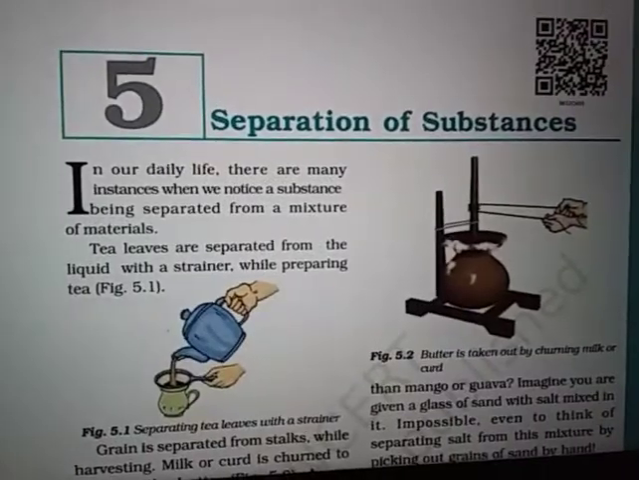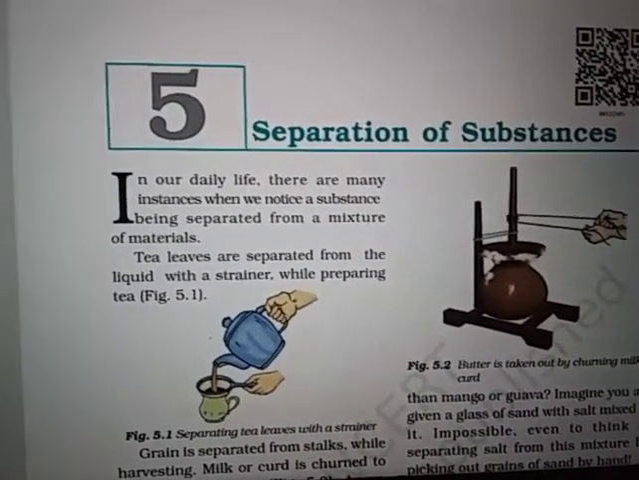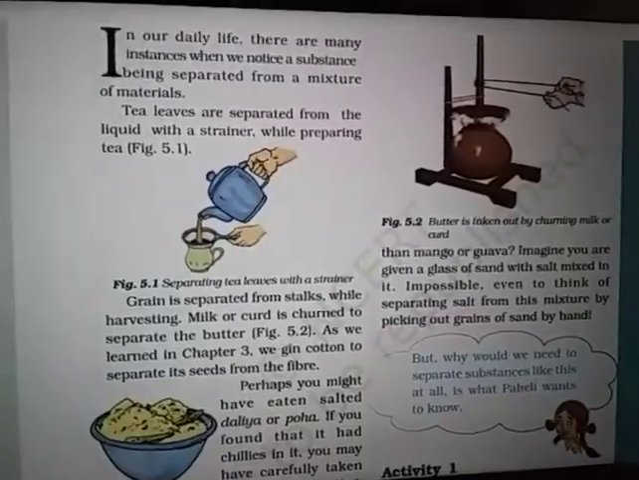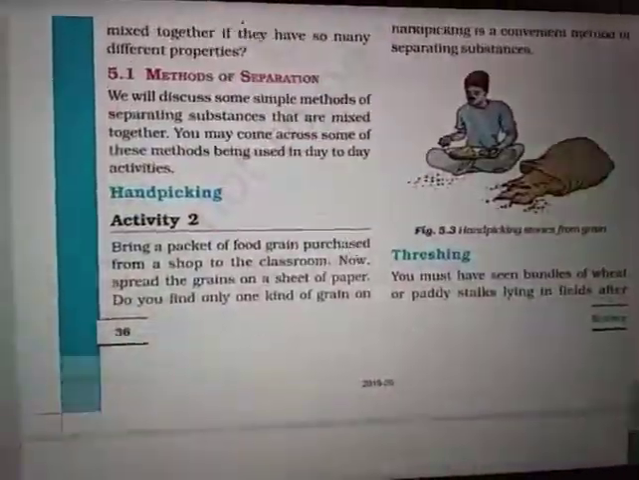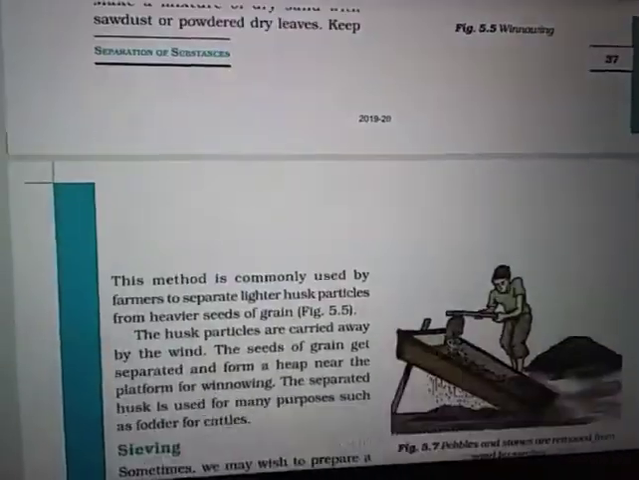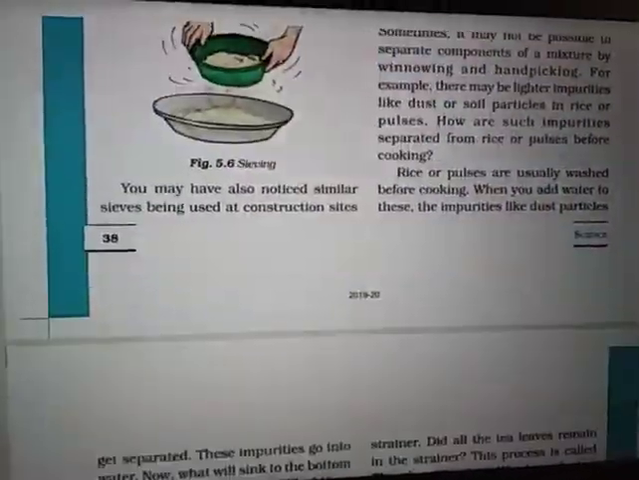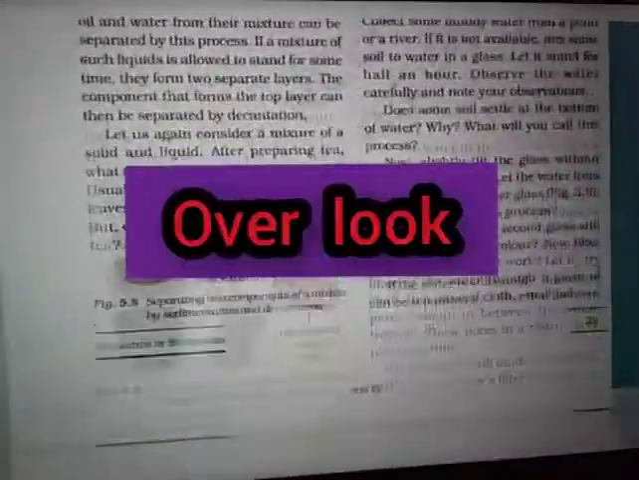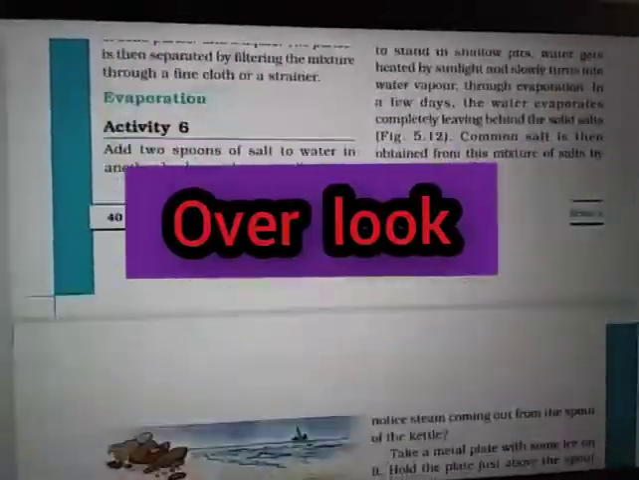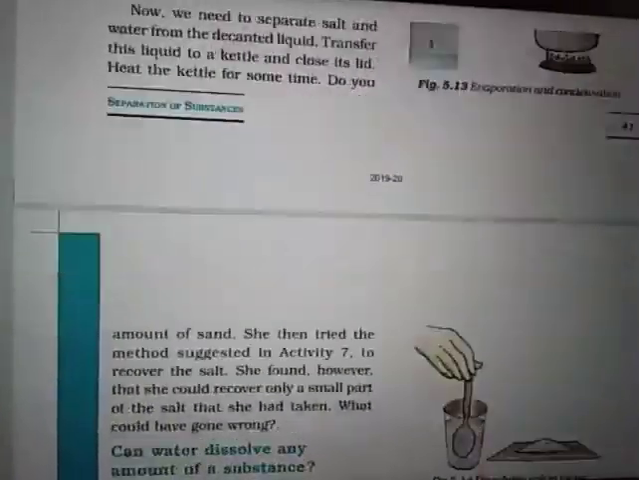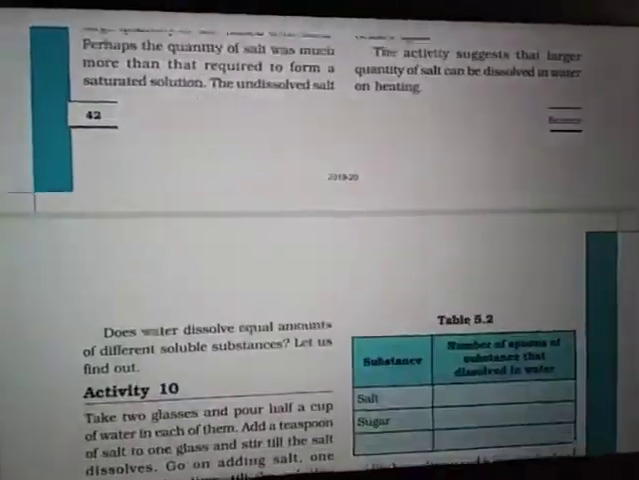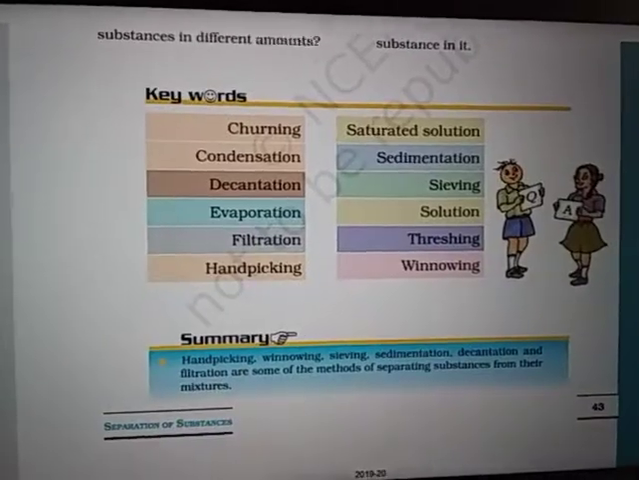Our first step in reading this textbook is to overlook. Give one overlook about this chapter. What is this chapter and what are the subtopics in it, just give one overlook. See, winnowing, sieving, and see the side headings also. And sedimentation, filtering, okay. So then you will get the information about this chapter. Okay, this chapter is about the separation of substances. So that you can have the knowledge, and then you can start reading the whole textbook. Okay, so we have completed our first step.